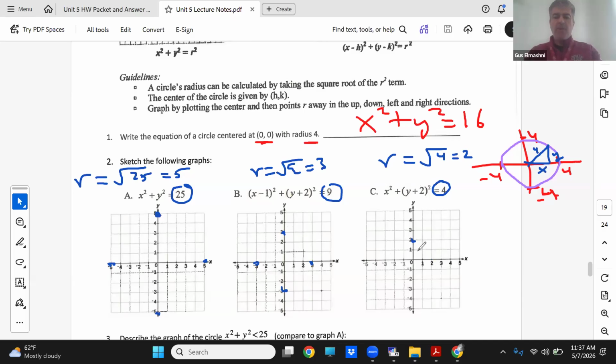Okay, actually, I goofed on part B. Remember we did translations? You guys remember we did that last semester, the posters, like X minus 1, the quilt stuff? So if you have X minus 1 and Y plus 2, you're going to move 1 right and 2 down. So the center here is 1 comma negative 2. And the center for part C is 0 comma negative 2.